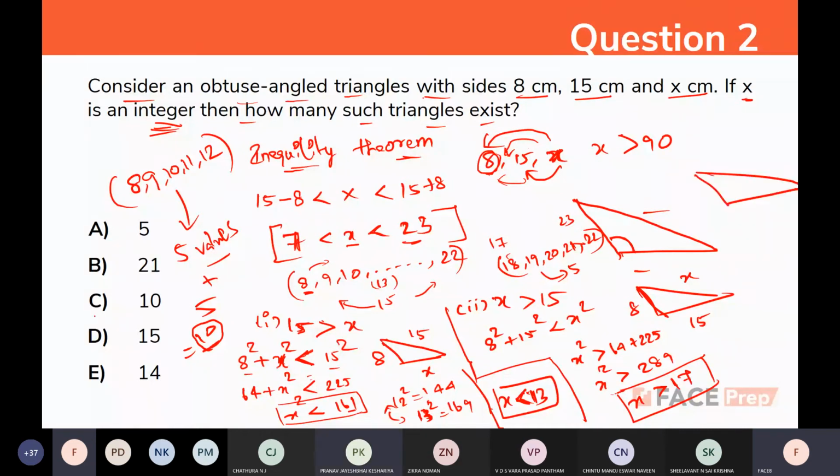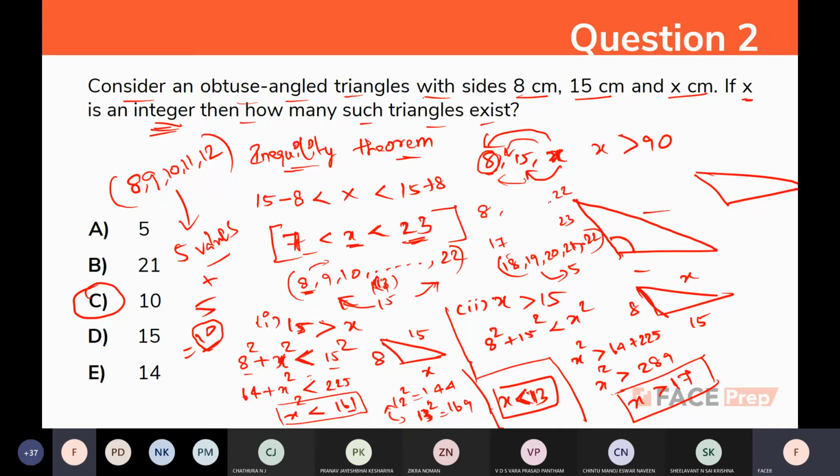Tell me that. Sir, why are we taking 15 as greater than or less than x? Because we don't know. So we found the range here, right? Are you clear up to this? We found the range. How did we find the range? Yes, sir. We have values from 8 to 22.